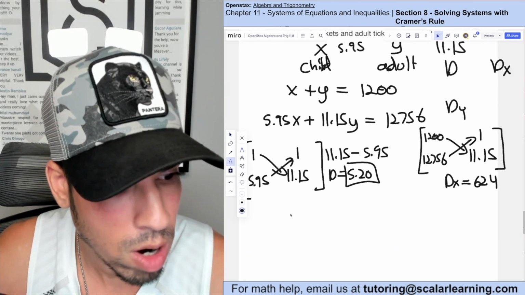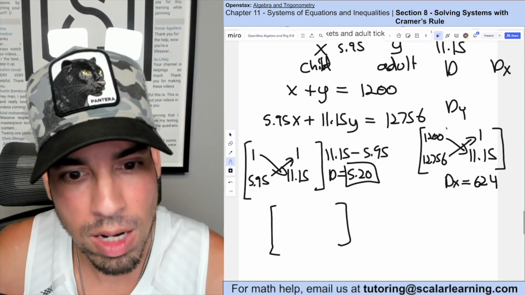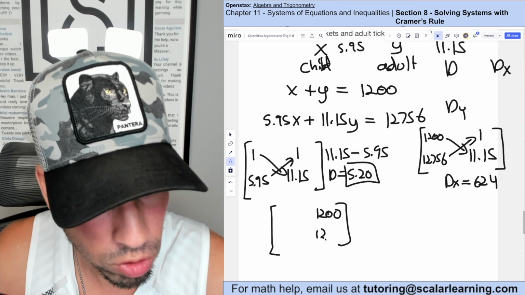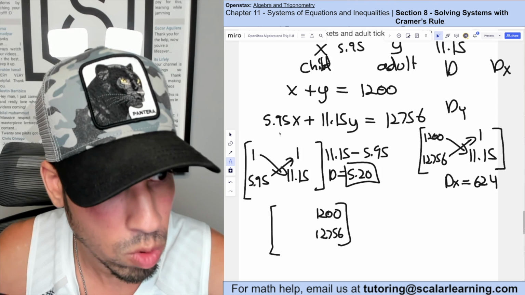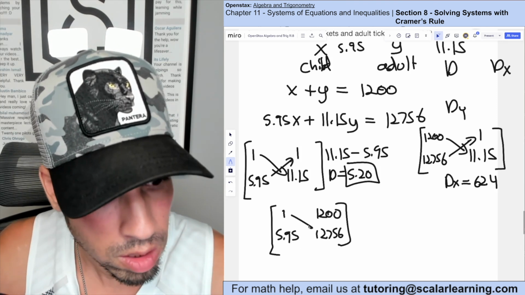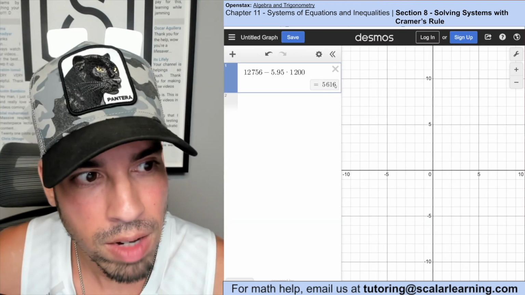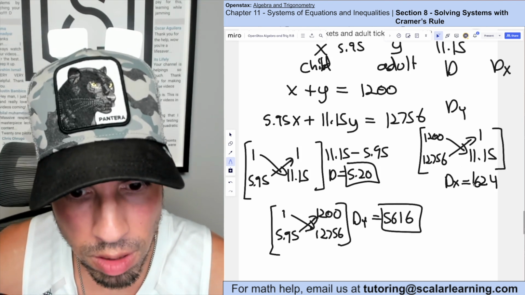Okay, we're just going to make a little bit more room to do dy. So now with dy, we're going to set up one more matrix 2 by 2. But again, now I'm going to replace the y column with those constants. So 1,200, 12,756 here. And then we leave the x's as is, 1 and 5.95, like so. Okay, and then we take this product minus this product. Let's do it in Desmos. And we get 5,616. So there we have our dy value. Let's put them up here.